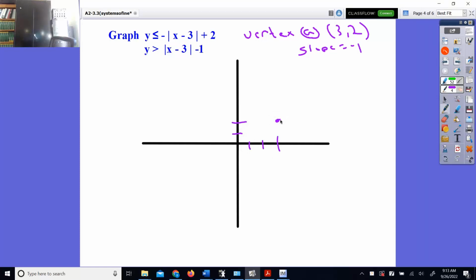All right, I got a point plotted. That's my vertex. From there, what do I do? Down 1 over 1. Both ways. I don't know why your generation has such a hard time with going both ways. Fastest thing. How are you going to shade? Beneath, right below.